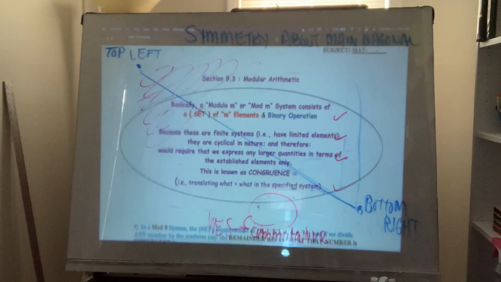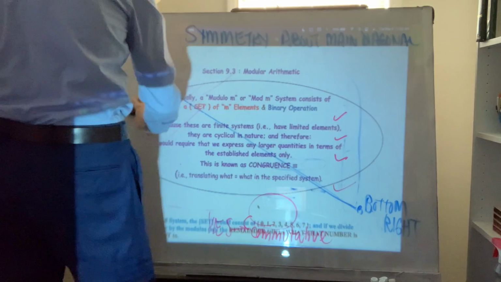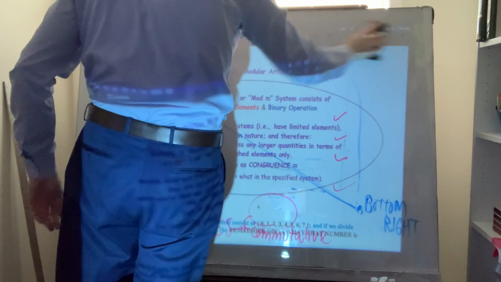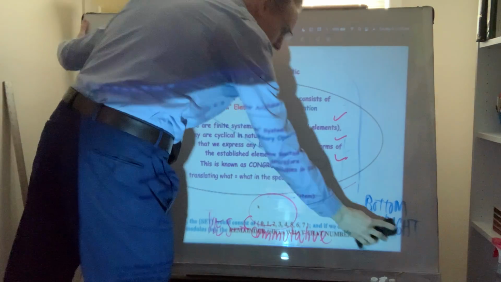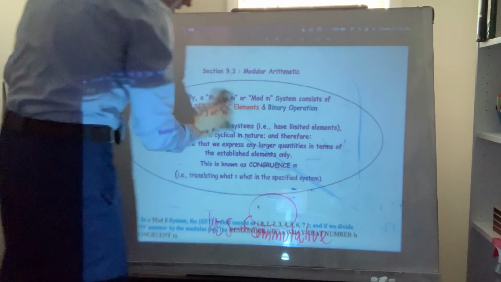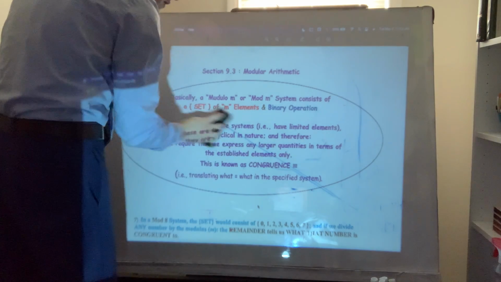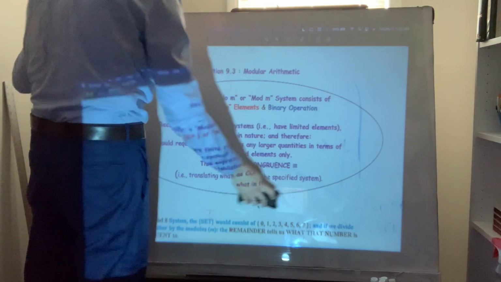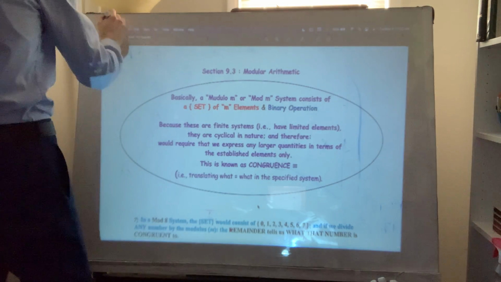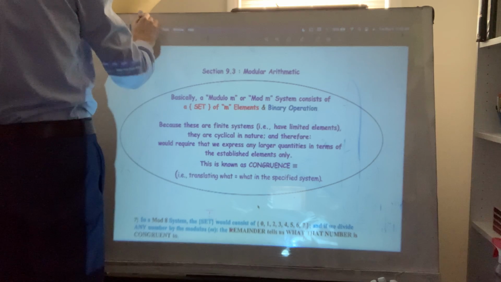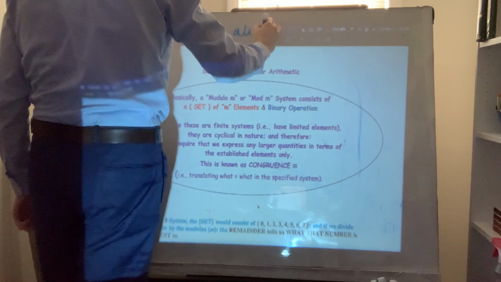on. Section 9.3 is about modular arithmetic. Modular systems are finite, like the last, but they start always at 0. Right? They're cyclical, just as a finite system would be. Right? These are finite also, but always start at 0.